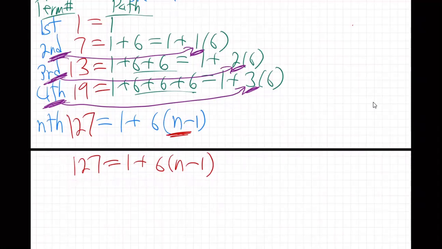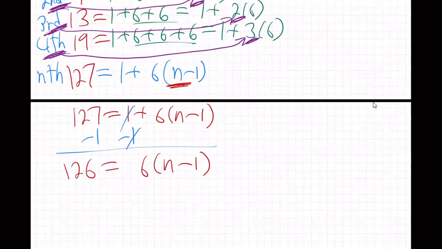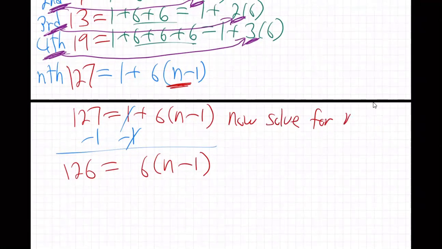You can subtract 1 first. Yeah, it's a good way to start. Subtract 1, that'll get rid of that 1 right there, right? That'll give me 126 is 6 times n minus 1. Everybody good with that so far? We're trying to get rid of the stuff to get the n alone. All right, now solve for n. What do I do next to move towards getting n alone?